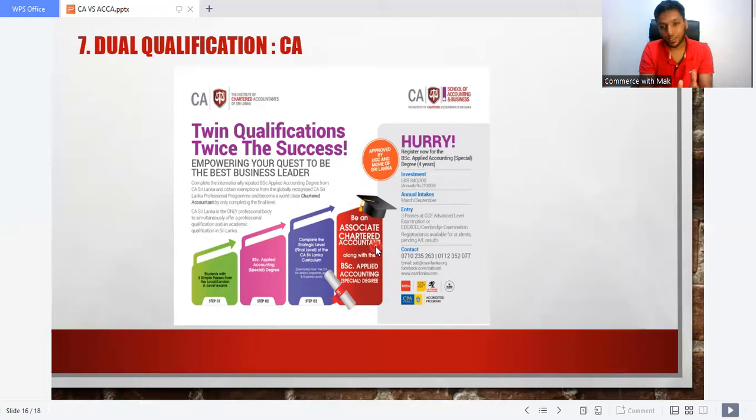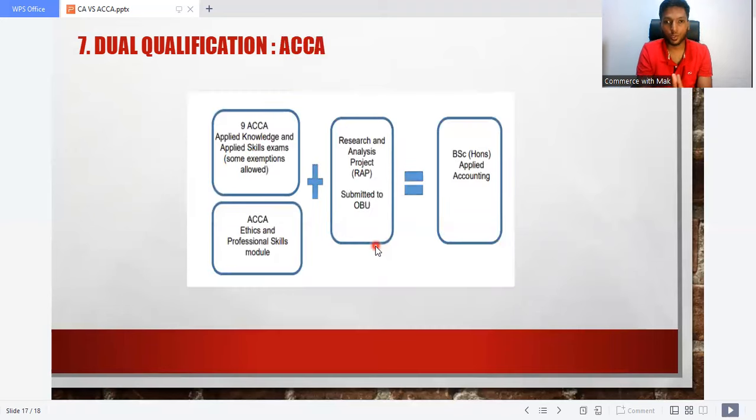When I compare this special degree to the ACCA Oxford Brookes degree, this is the best degree program compared to Oxford Brookes. But Oxford Brookes recognition is comparably better, though when it comes to the weight of the degree, this one is very good. So we move on to the next part. ACCA also gives dual qualification. Once you have completed 9 subjects, we say you are ACCA partly qualified. Once you are done with your knowledge level and skills module, you can be exempted. You can do the ethics and professional module, then do a research analysis project.